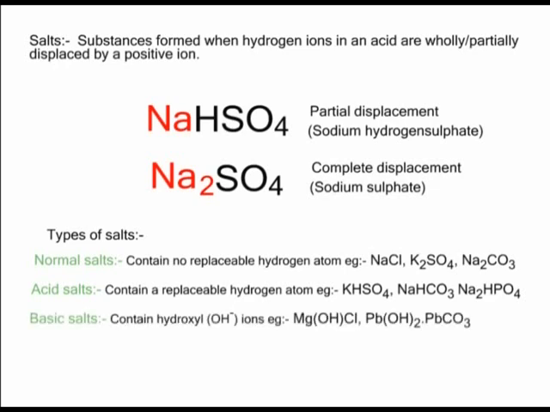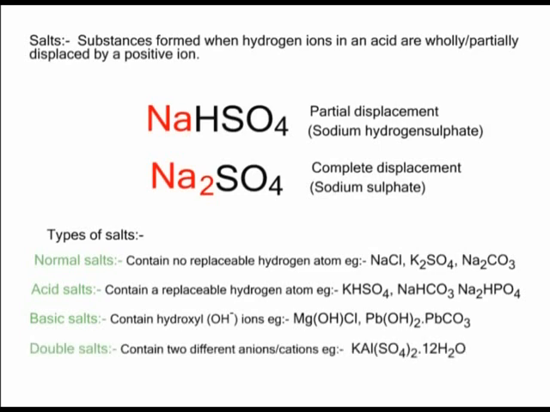Basic salts contain hydroxyl ions. For example, magnesium chloride, basic lead 2 carbonate, basic zinc chloride, and so on. Double salts contain 2 different anions or cations. For example, hydrated potassium aluminium sulfate and trona.